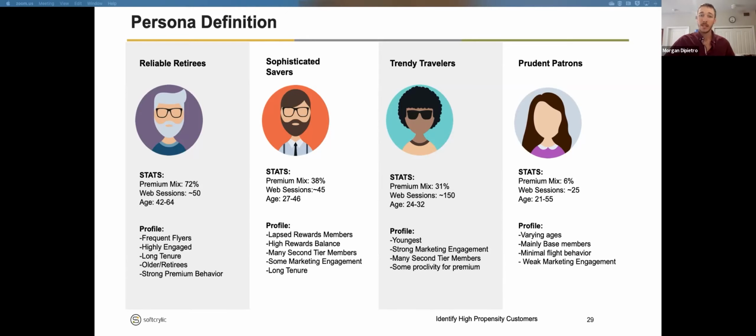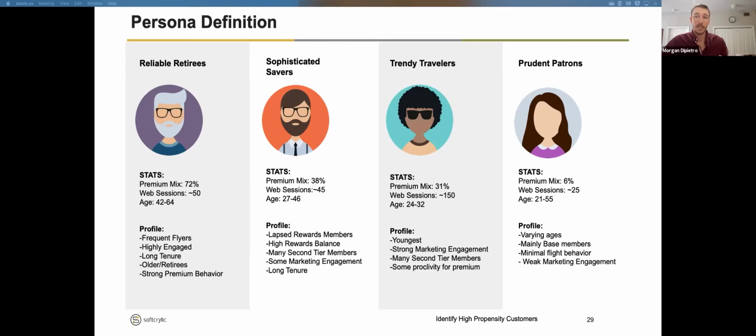They're buying a little bit less of their products in premium. There's probably a really good chance we could get them to buy a little bit more in premium. They're extremely highly engaged in marketing channels. You see we have about 150 web sessions per year for them. And they're quite a young group, the youngest group here. So their profile: the youngest group, really strong marketing engagement, a lot of second tier members, and they do have some proclivity for premium. At a premium mix of 31%, we would love to bump that premium mix up.